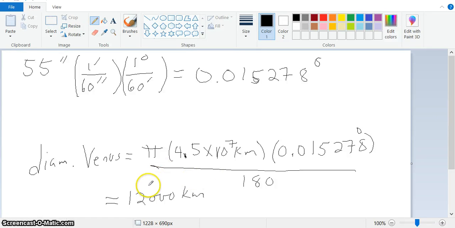All right, just to make sure the last video caught this. So Venus's diameter, when you do this calculation, turns out to be 12,000 kilometers.